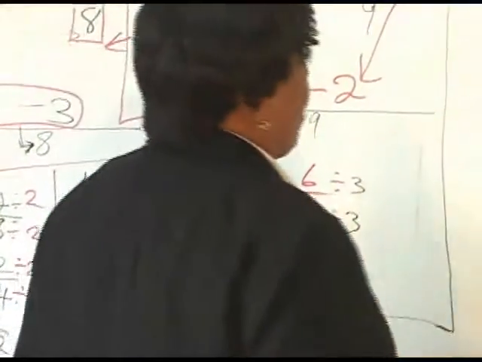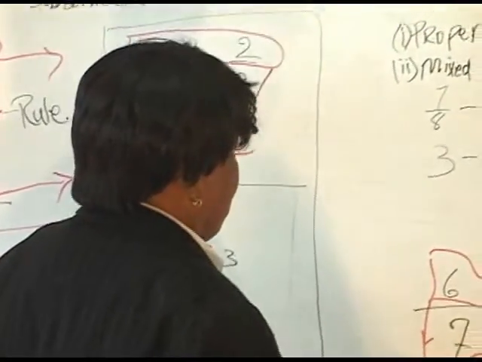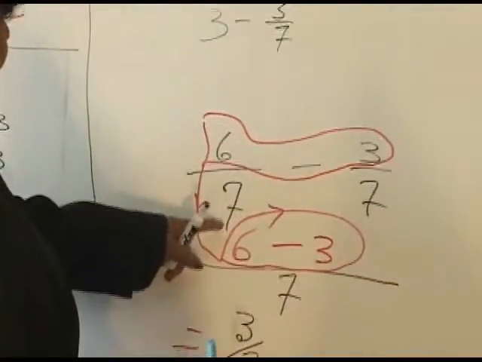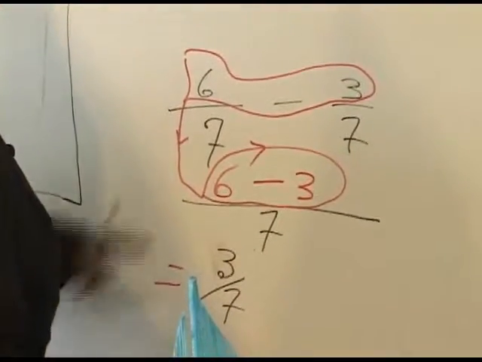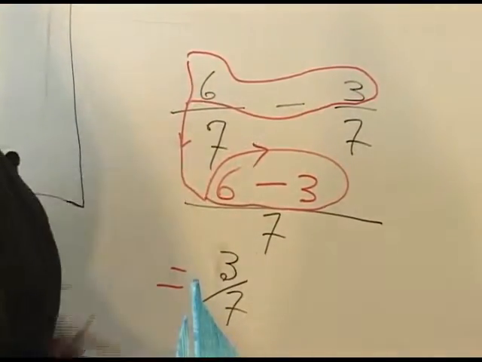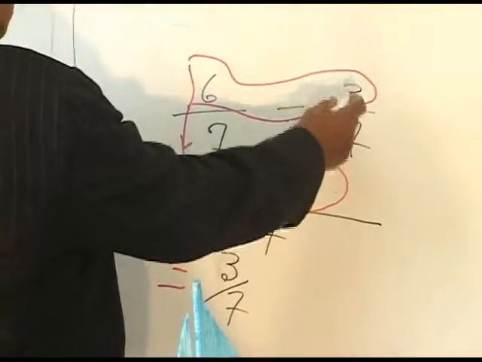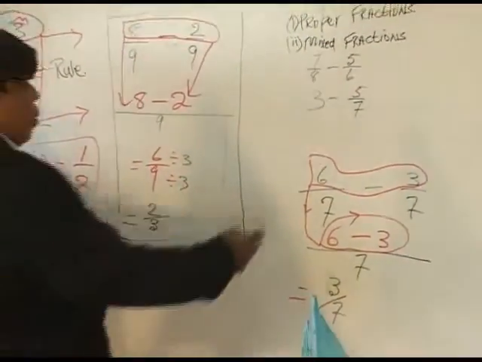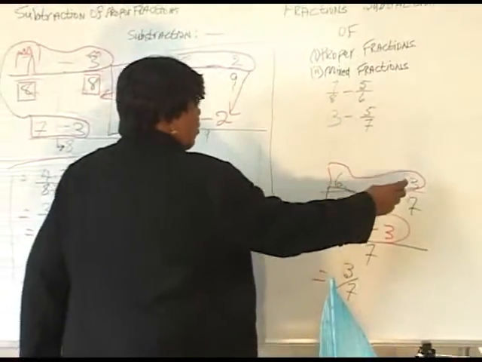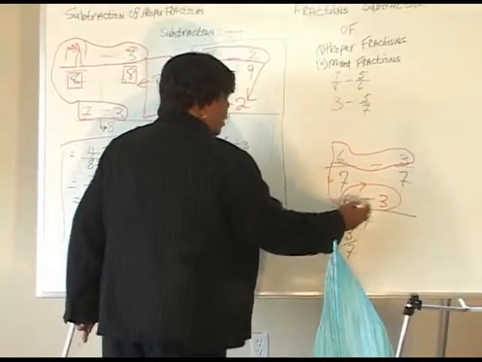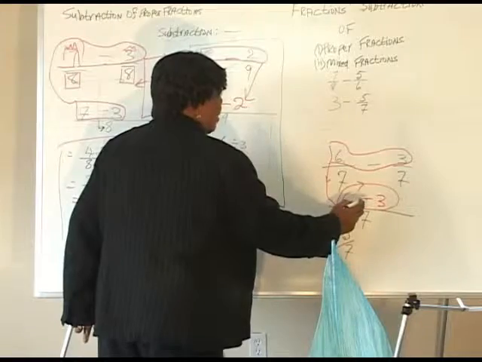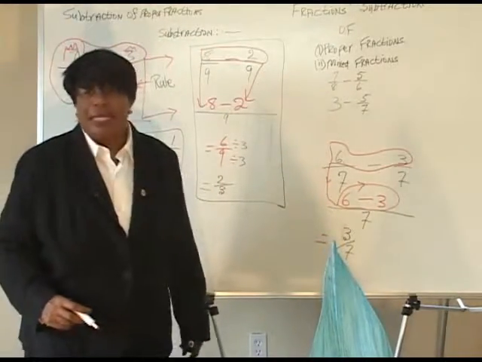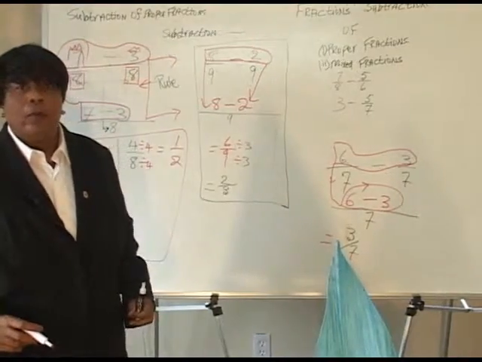Then we gave you this one: 6 over 7 minus 3 over 7. So what did we get? Here we have numerator 6 minus numerator 3. And here when we did it, 6 minus 3 over 7. Can we say a rule now?